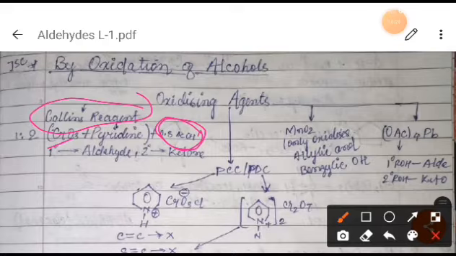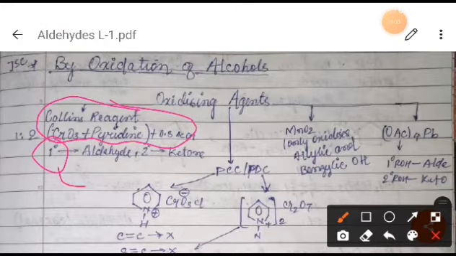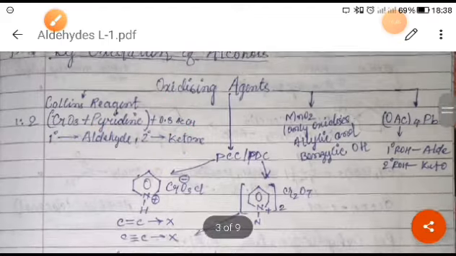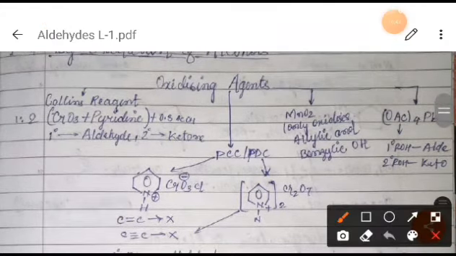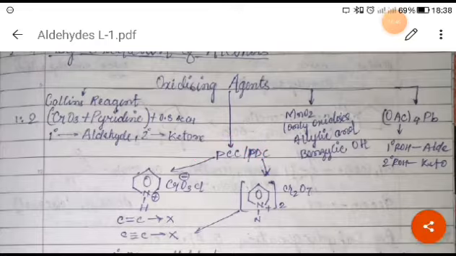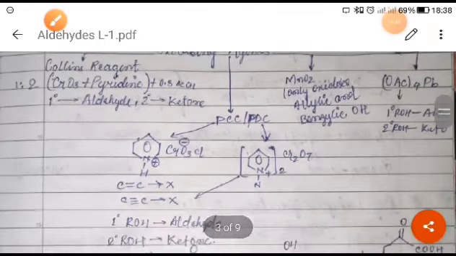AcOH. Okay, as you can see, when we use this as a reagent, 1 degree alcohol will change into aldehyde, and 2 degree alcohol will change into ketone. Now again, the second one is PCC and PDC. We have also discussed PCC and PDC in your alcohol chapter, right?